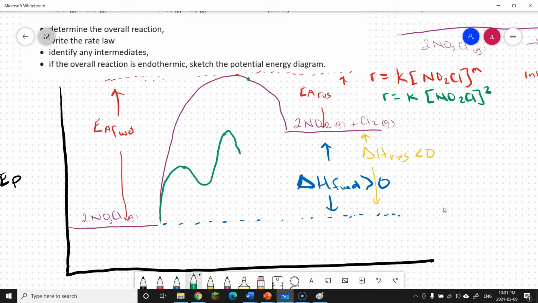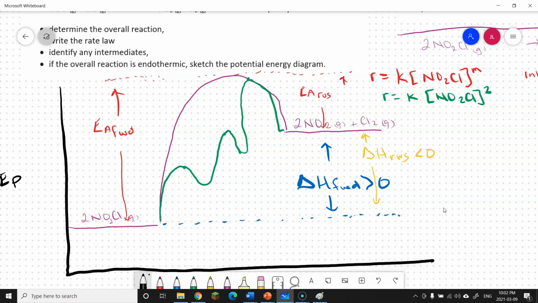So there's my first elementary step. There's my second elementary step. There's my 3rd elementary step. And I arrive at my overall. It doesn't have to be super graceful, but as long as your rate determining step has the highest peak.